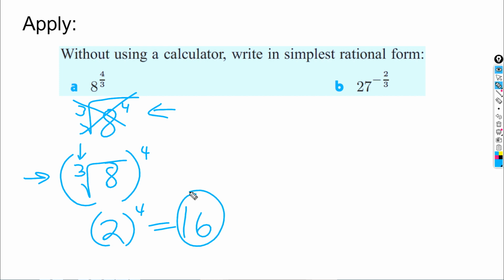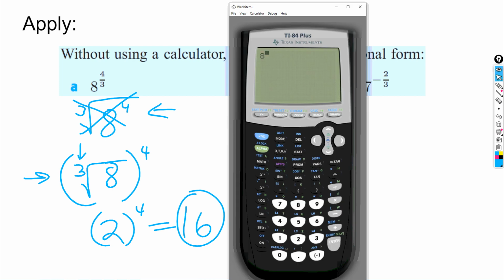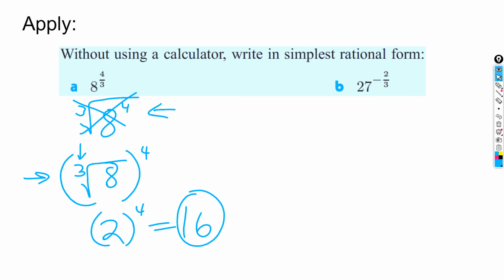Now we could check that on our calculator. And that, I could go back to the original 8 to the 4/3 power. And I get 16, which is the same thing we did without the calculator there. All right, let's do one more. So now we've got 27 to the negative 2/3 power.